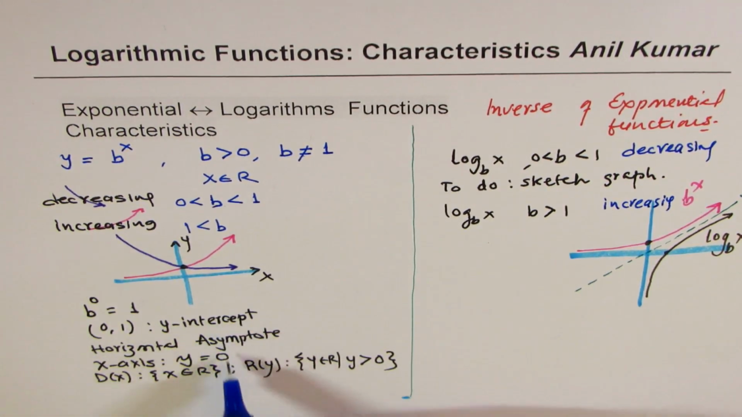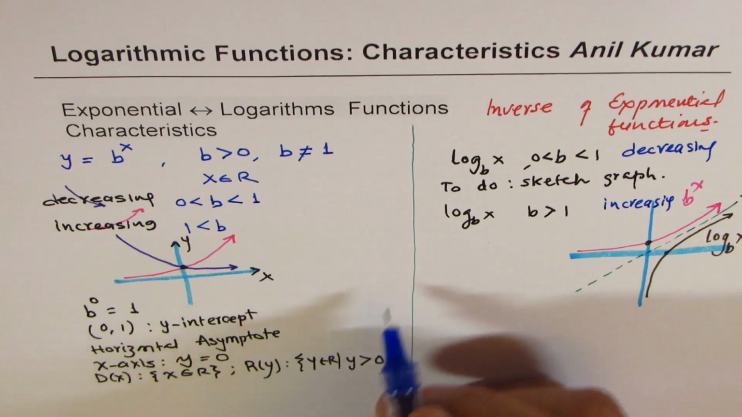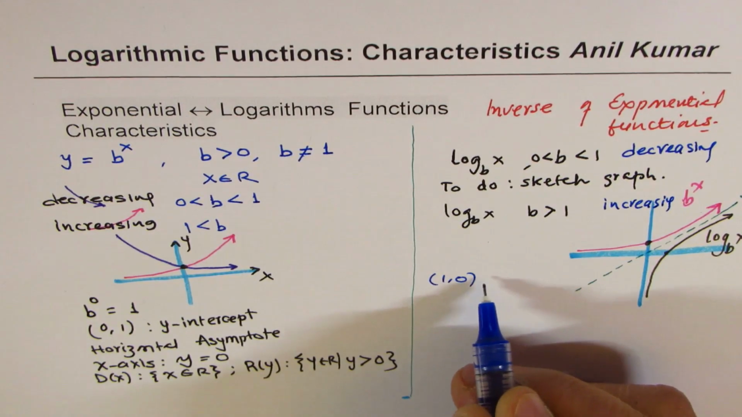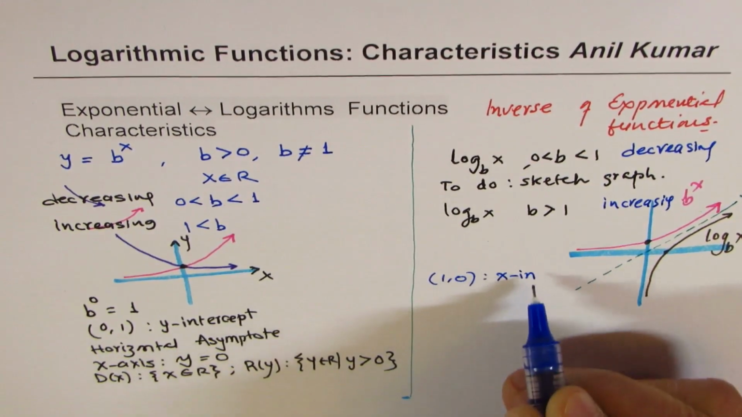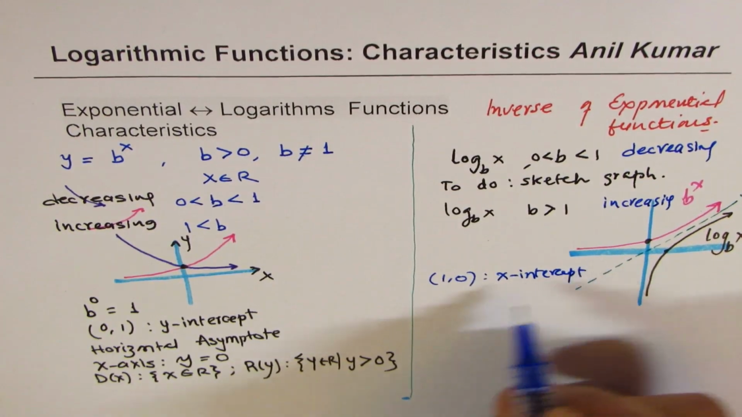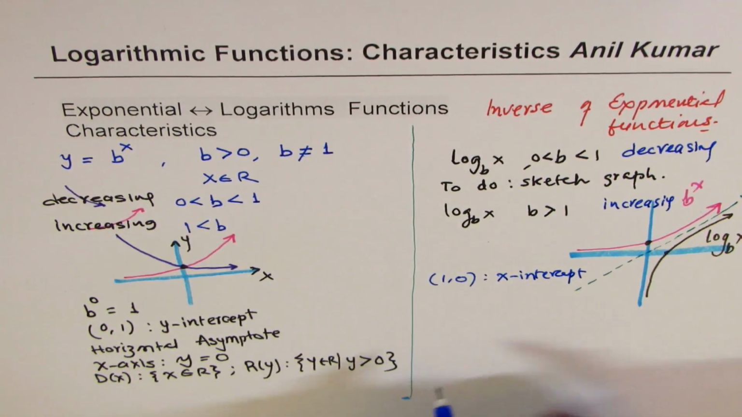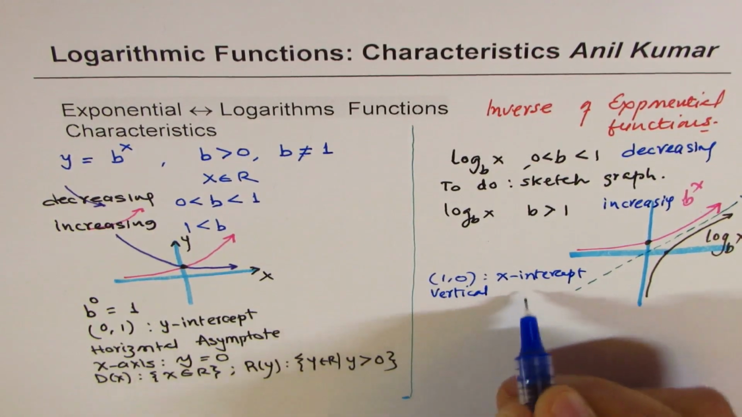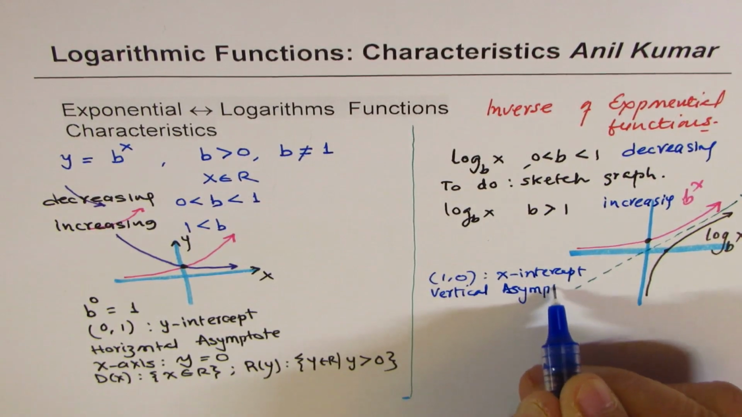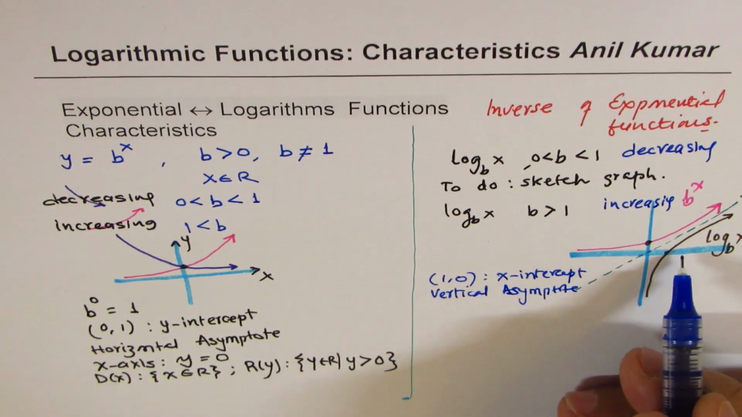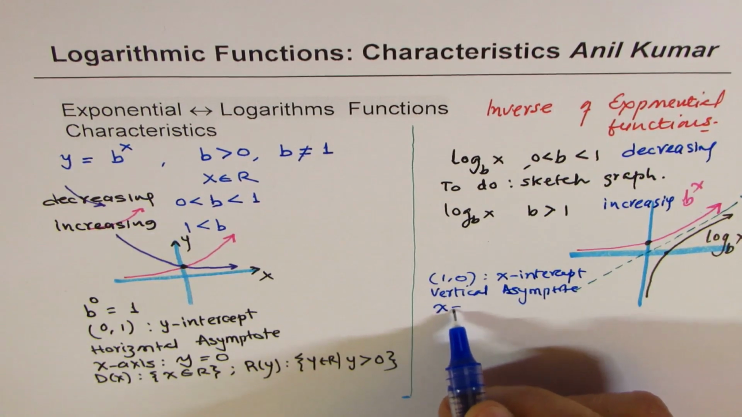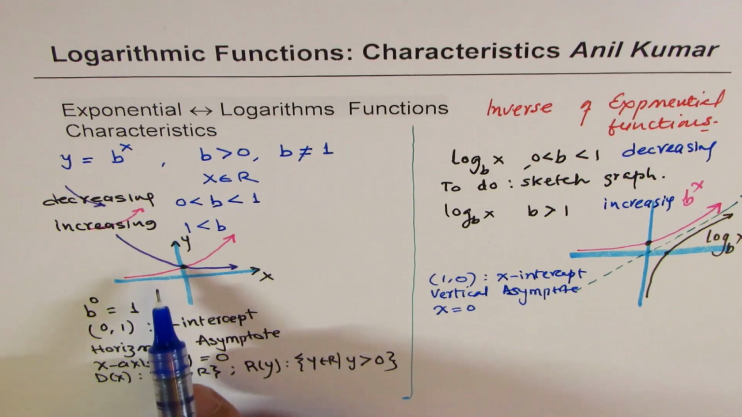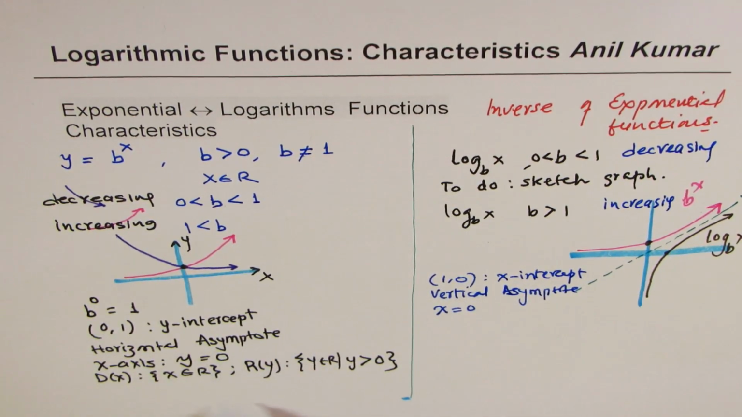Now, what happens to all these characteristics? The y-intercept, which was (0, 1), becomes (1, 0) because you have to swap for an inverse. So that means now the x-intercept is (1, 0). We don't have a horizontal asymptote, we have a vertical asymptote. There are no y-intercepts, as you can see, and x equals 0 is the equation of the vertical asymptote, instead of y equals 0, which was the horizontal asymptote in the exponential function.